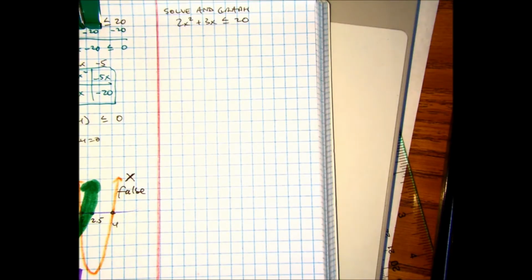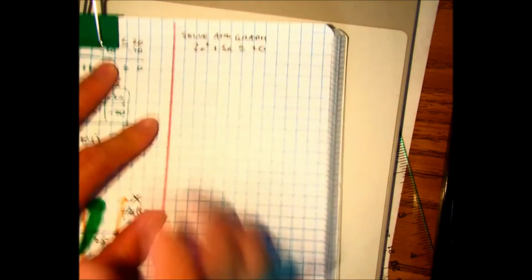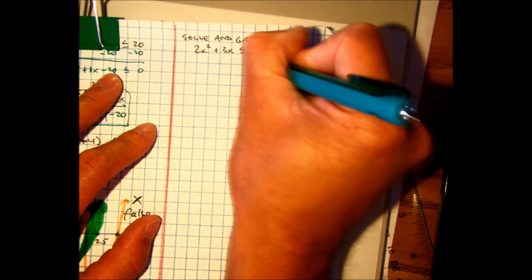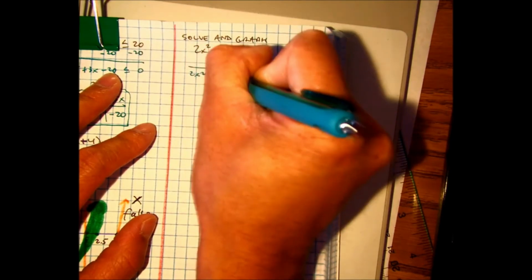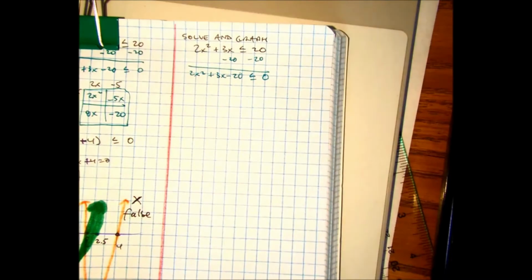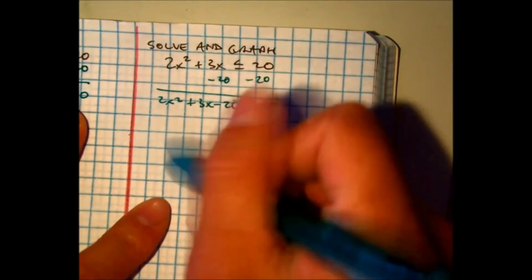Next is to solve and graph 2x squared plus 3x less than or equal to 20. I have a quadratic. I'm going to pretend the inequality sign is an equal sign. I'm going to subtract 20. 2x squared plus 3x minus 20 less than or equal to 0. Next thing I'm going to do is take a shot at factoring.